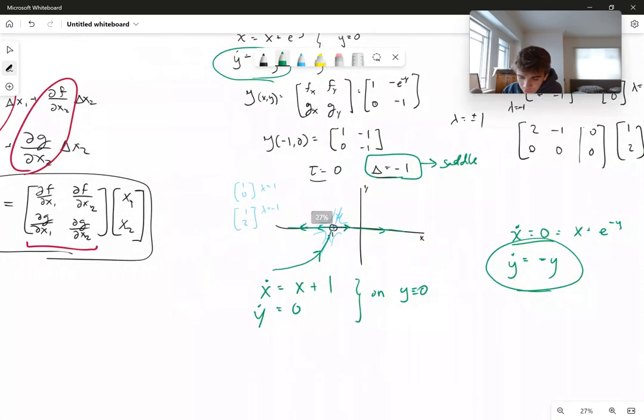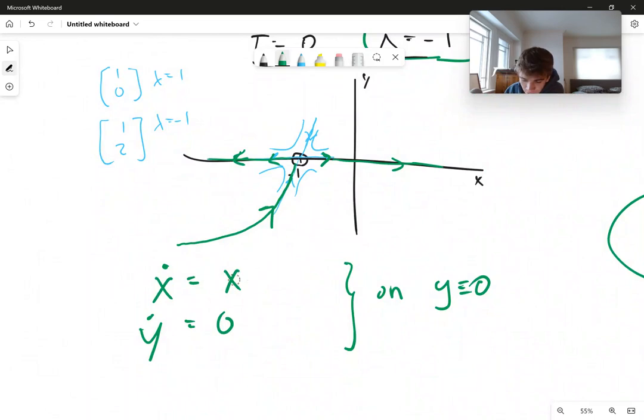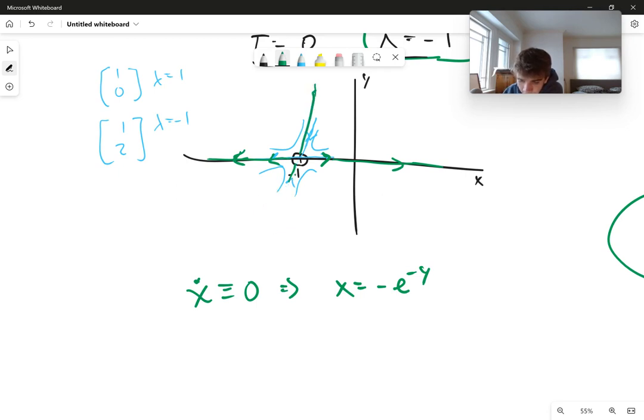If we look along the line given by x dot identically equal to 0, which is x equals negative e to the minus y, what we're going to have is, and yeah, it really should not line up with the stable manifold of the saddle like how I drew it. That's totally wrong, so let me just fix that a little bit.